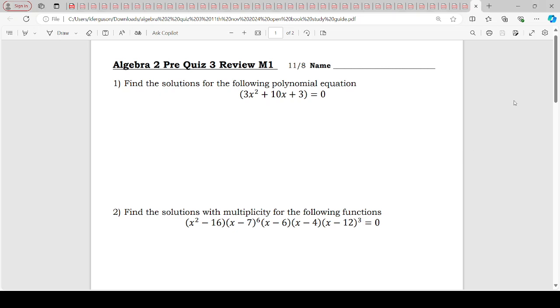Okay, so let's go over this. Number one, find the solutions for the following polynomial equation. Just to recap, if I'm thinking about finding the solutions, and my polynomial equation says equal to 0, then I want 0. What we were doing with finding the solutions before is we would have something that looks like this. And then we'd say find the solutions.